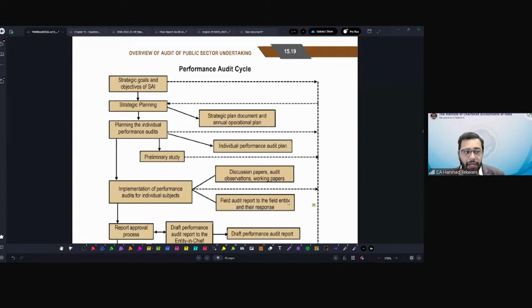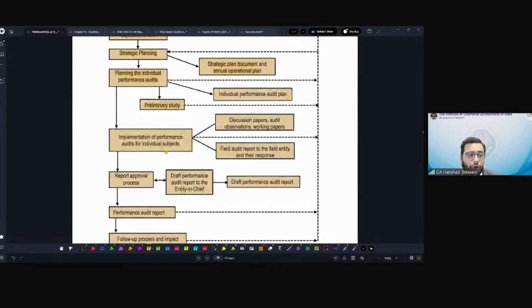And if you see the structure of the performance audit, you have the objectives and goals which are decided. Then you do the planning. You then document the plan, the way we document in the audit: a strategic plan document, an annual operational plan that you obtain. You plan the individual performance audit. You perform the study. Just now we saw the study that was being performed. You have the discussions, working papers, everything.